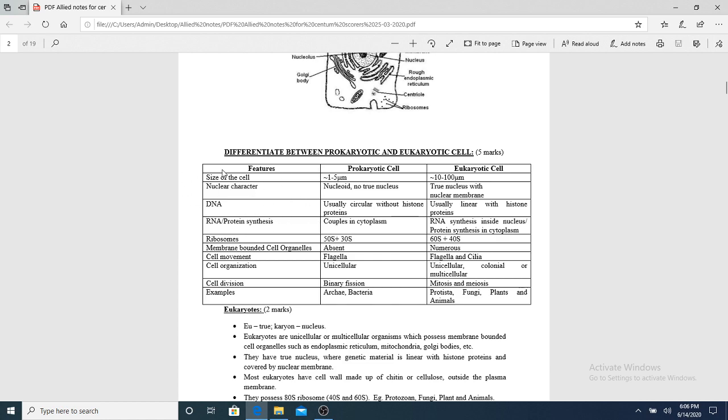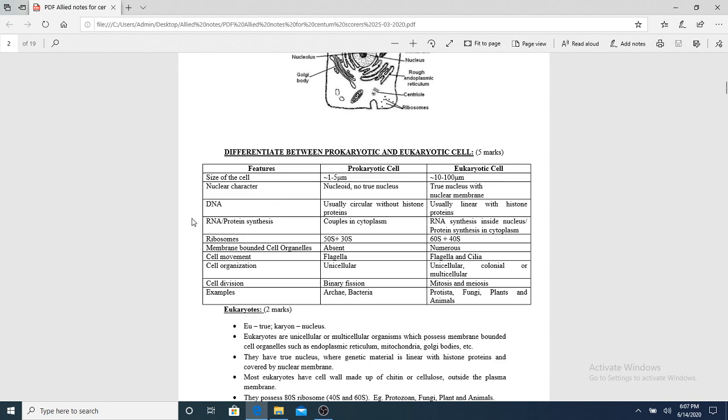First of all, let us discuss the size of the cell. The prokaryotic cell is somewhat smaller than the eukaryote. You can see here, prokaryote holds 1 to 5 micrometer in diameter, whereas the eukaryote size is 10 to 100 micrometer. As for the nuclear feature, in the term prokaryotic, pro means primitive and karyon refers to the nucleus; they have no true nucleus. Whereas eukaryotic cells have a true nucleus, that means the genetic material is covered by a nuclear membrane.